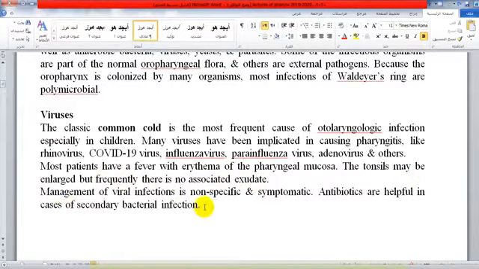Management of viral infections is nonspecific and symptomatic, i.e. we treat fever and pain, that's enough. Antibiotics are helpful in cases of secondary bacterial infection, and as you know, antibiotic use in our community is a big problem, as I said previously, and this depends on the health rules, the doctors, and others.